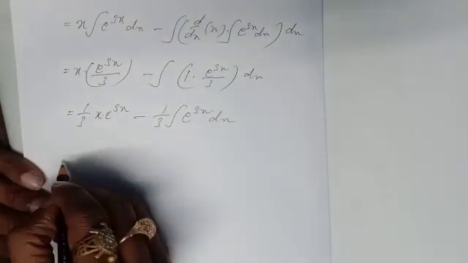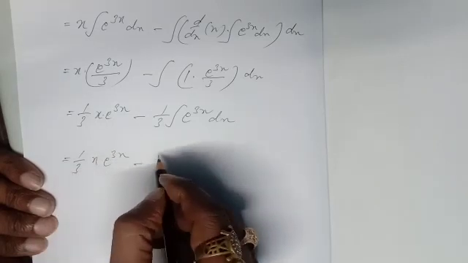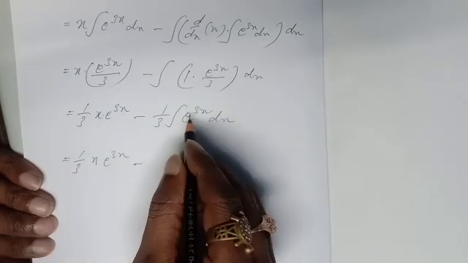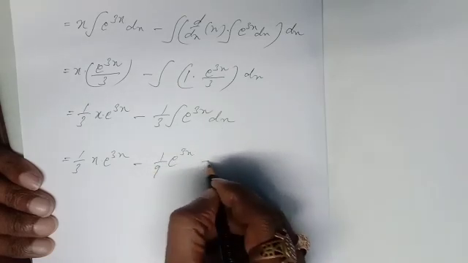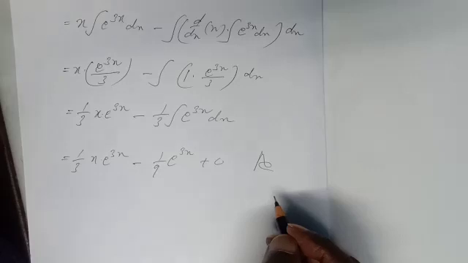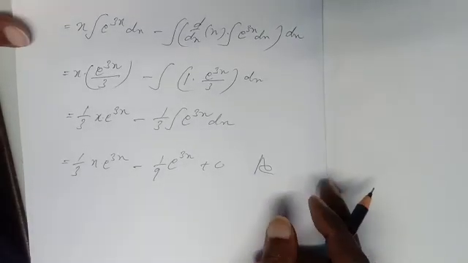Now tell me, x into e to the 3x, and what is the integration of e to the 3x? This will be e to 3x by 3, that is 1 by 9 e to the power 3x plus c. This is question number 1 using integration by parts, and the rule is Euler.